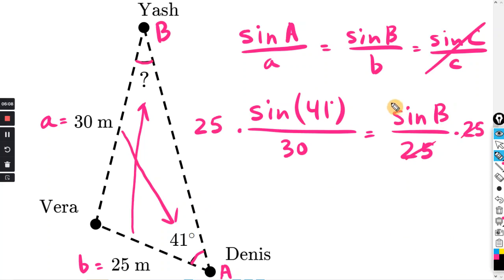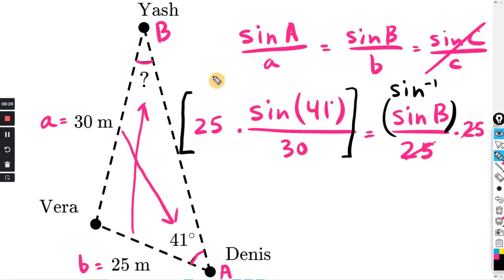The way to get rid of sine is to take the inverse sine of both sides of this equation, okay? It looks like sine to the -1, but that's not an exponent, that's inverse sine. And we need to do inverse sine of this whole thing on the left-hand side. On the right, inverse sine and sine drop out, and we are solving for B. So let's evaluate this whole thing first, and then take the inverse sine of that number.